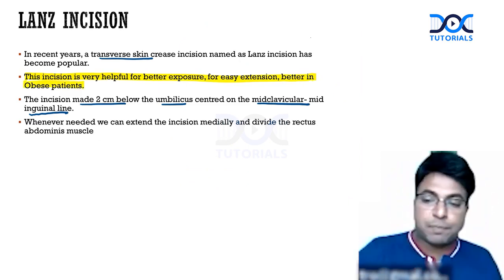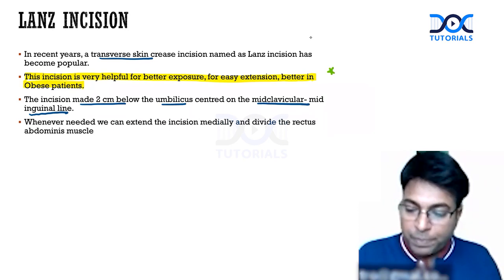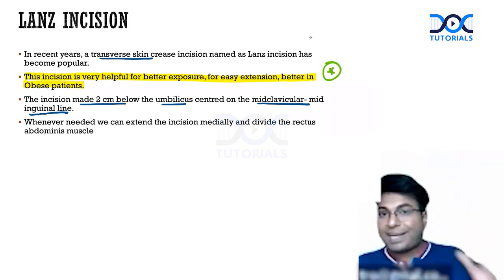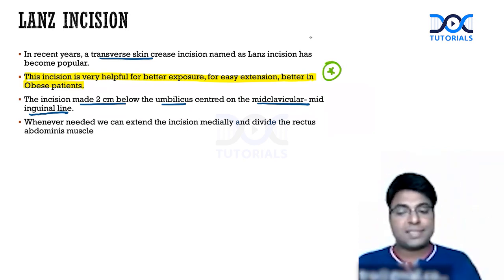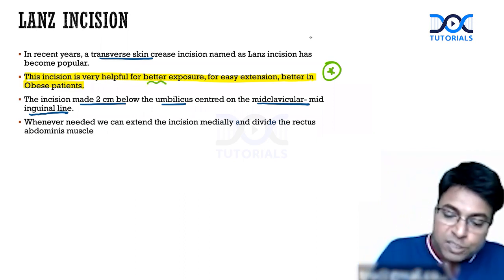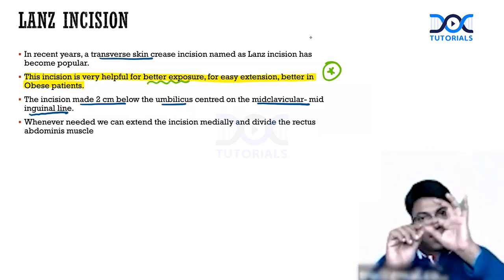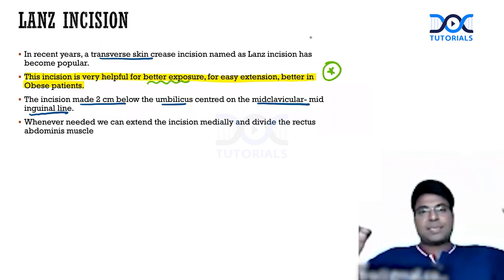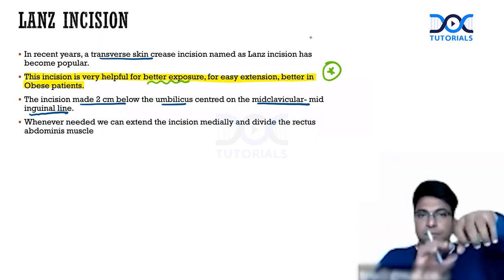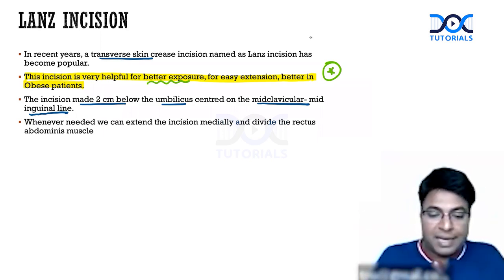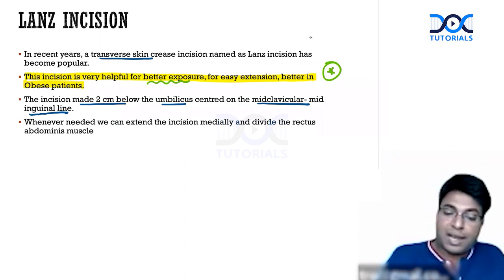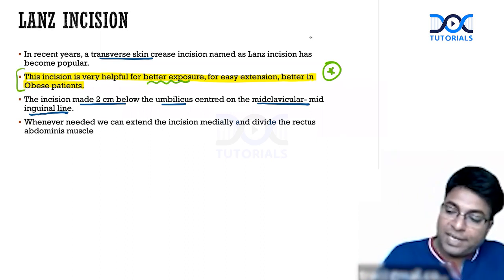This line I never expected until I read it in Bailey and Love. Which is the better incision in obese patients can be a future MCQ for NEET SS exams. If you want a better exposure, it is a transverse incision, so you can easily extend in both directions and expose the entire abdominal contents by this incision. This line I want you to remember, especially if you are a NEET SS aspirant.